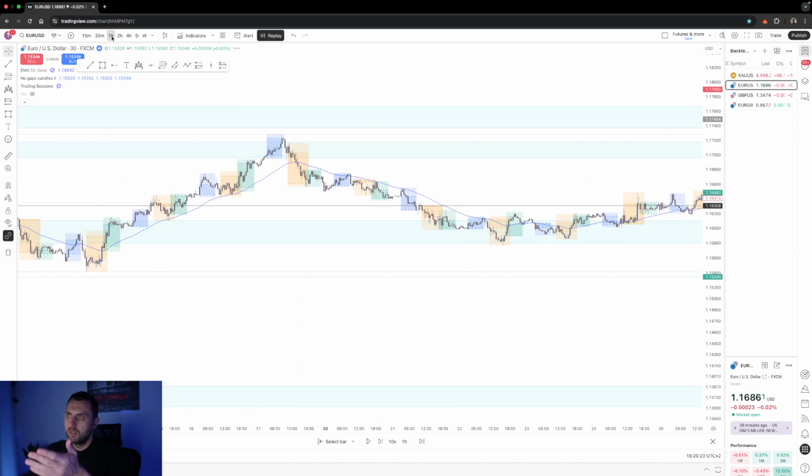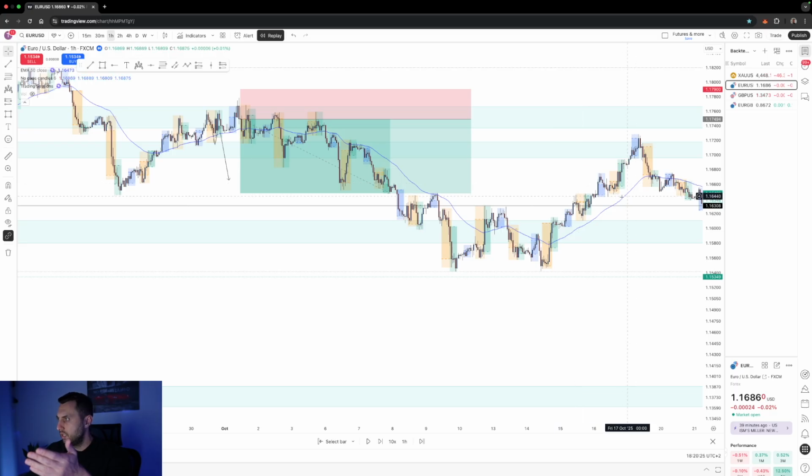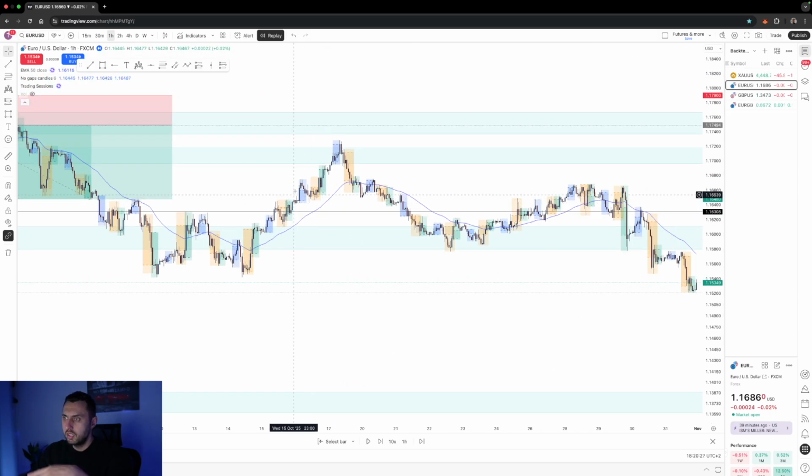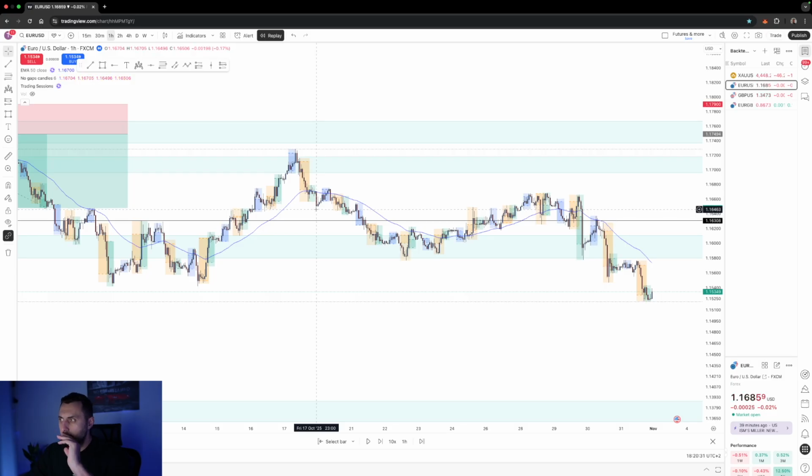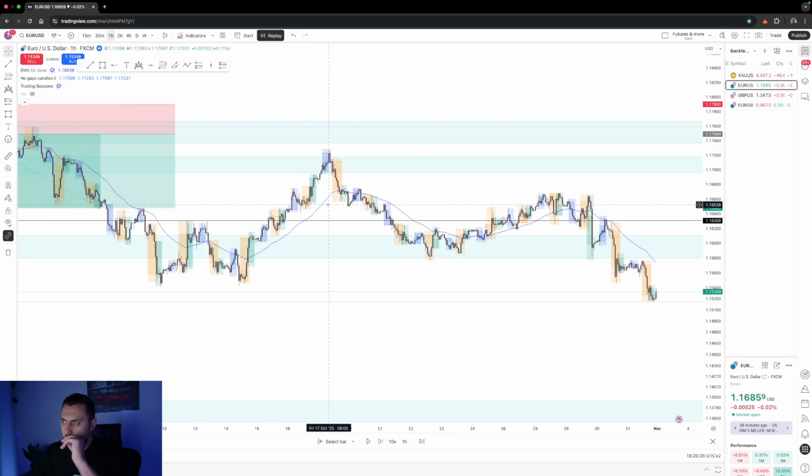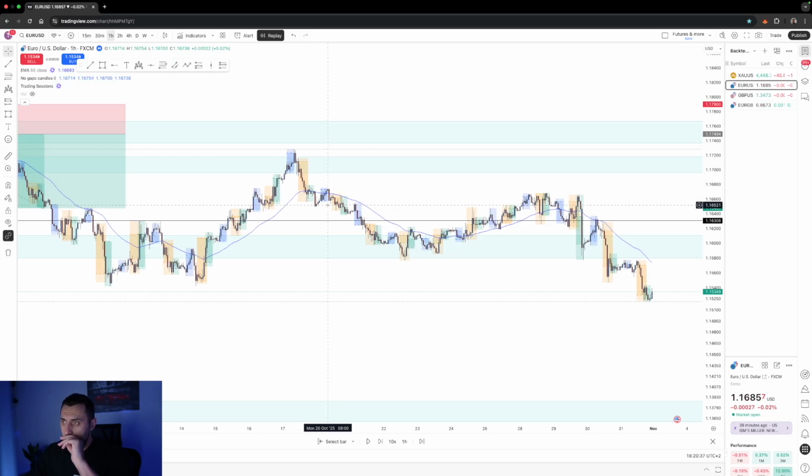On 1 hour, I think we had a shift. Let's see. Yeah, we had here. We can see a head and shoulders on 1 hour. Interesting, yes, but the bigger time frame was not really clear for me on which direction is going.